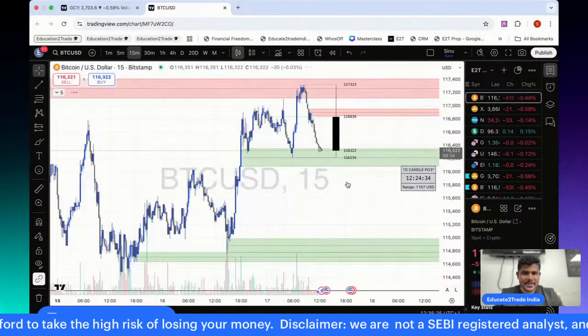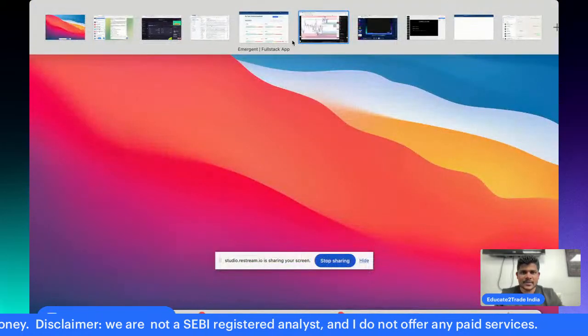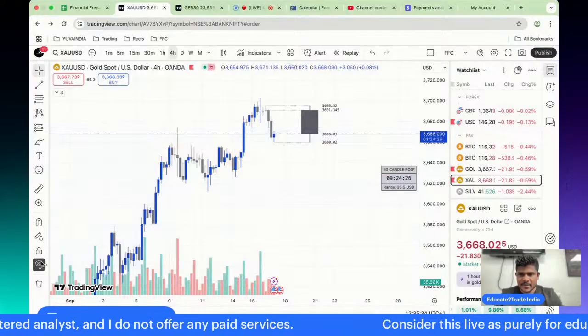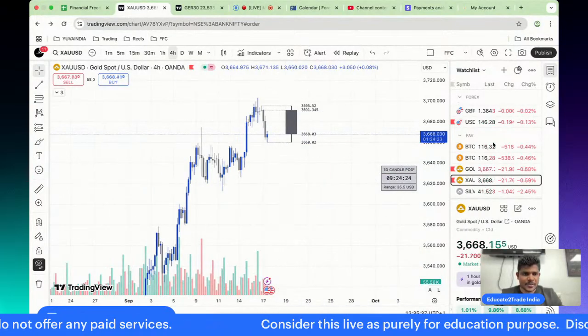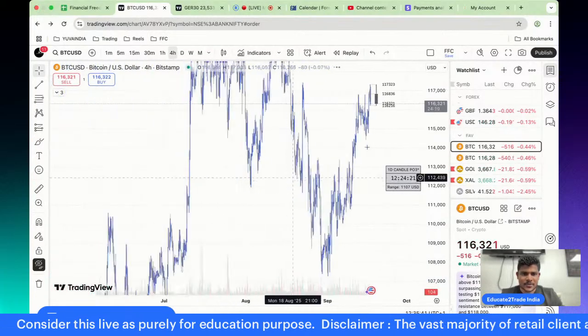With respect to BTC, let me take out all of these things and I'll explain with simple charts and remove all the clusters, so that it will be much easier for you guys to look at the overall structure.